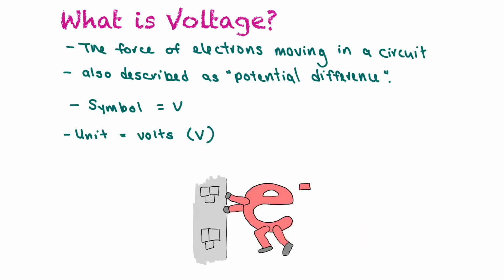So voltage is the force of the electrons moving in a circuit. So they're pushing their way through the circuit. So I've represented it here with an electron pushing against a wall. We also sometimes describe voltage as potential difference. The symbol for voltage is V, and the units is measured in volts, or again, V.